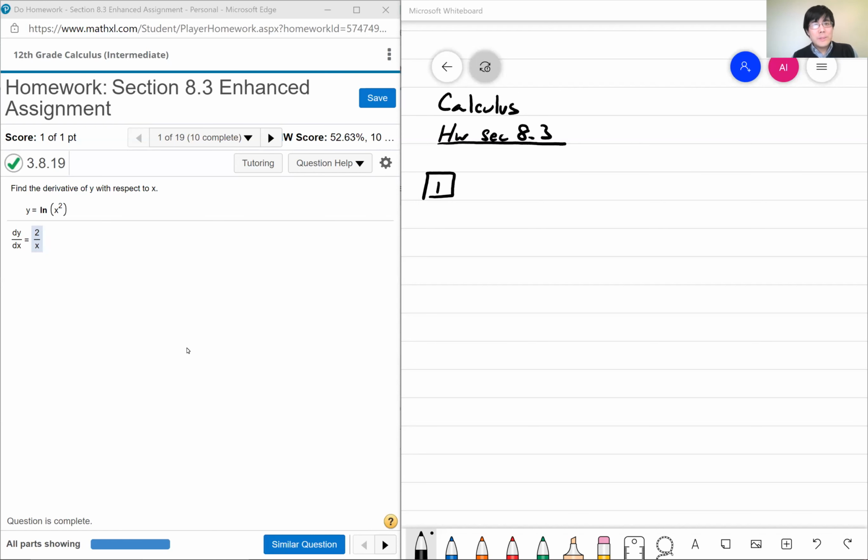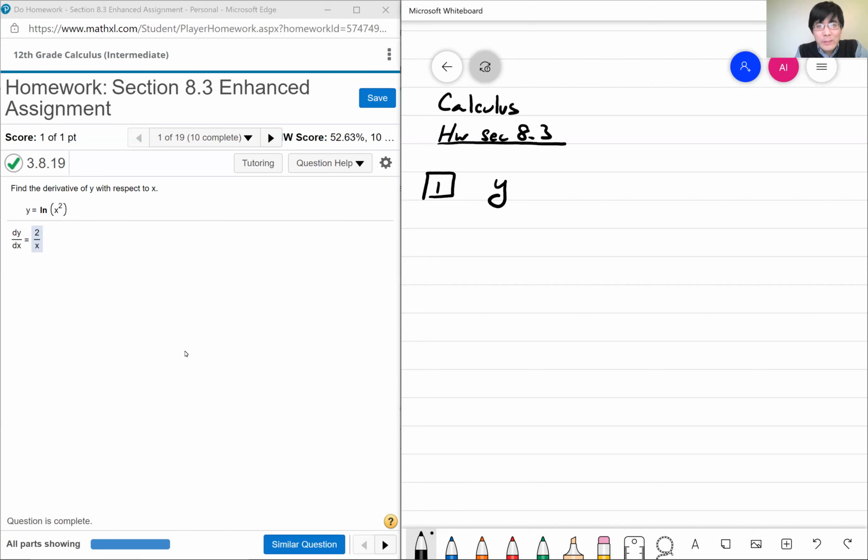Okay, this time I'm going to explain the homework problems from section 8.3 of calculus, which is about trig integrations. First one is just a review from derivatives.